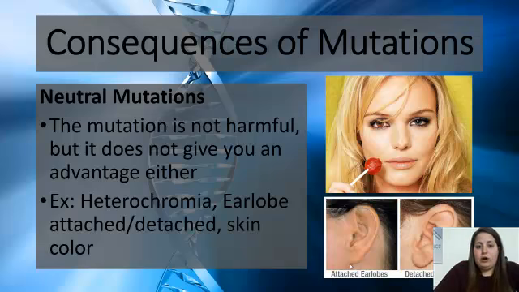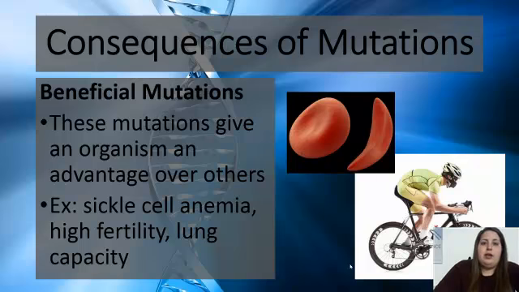Neutral mutations are ones that don't help you, but they don't hurt you either. So for example, if you have one blue eye, one brown eye, it's not really going to help you see any better. It won't help you see worse, but you have a mutation. Beneficial mutations are ones that give you an advantage over other organisms. These are the ones that drive evolution.